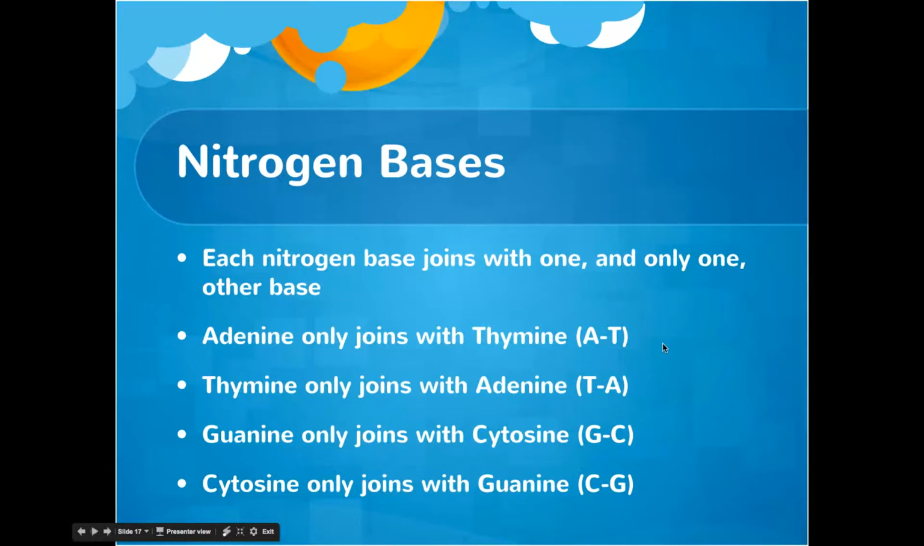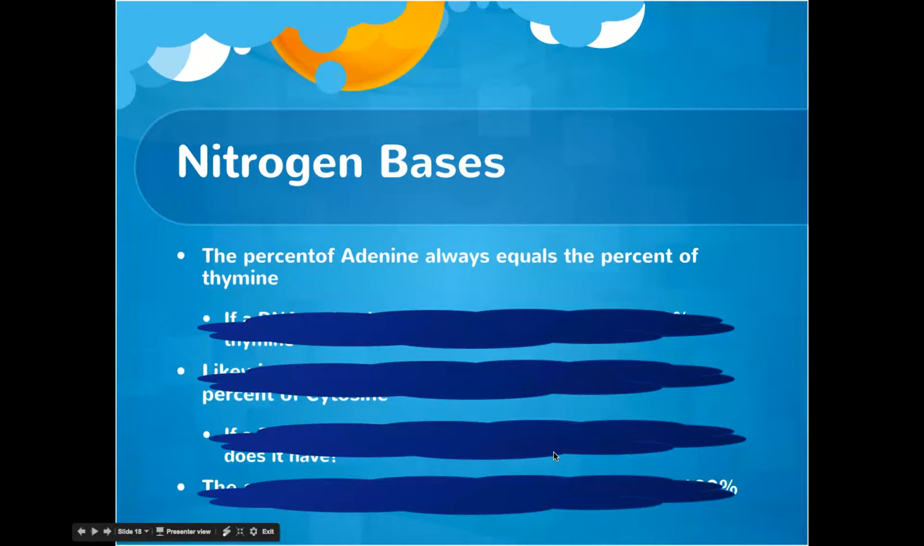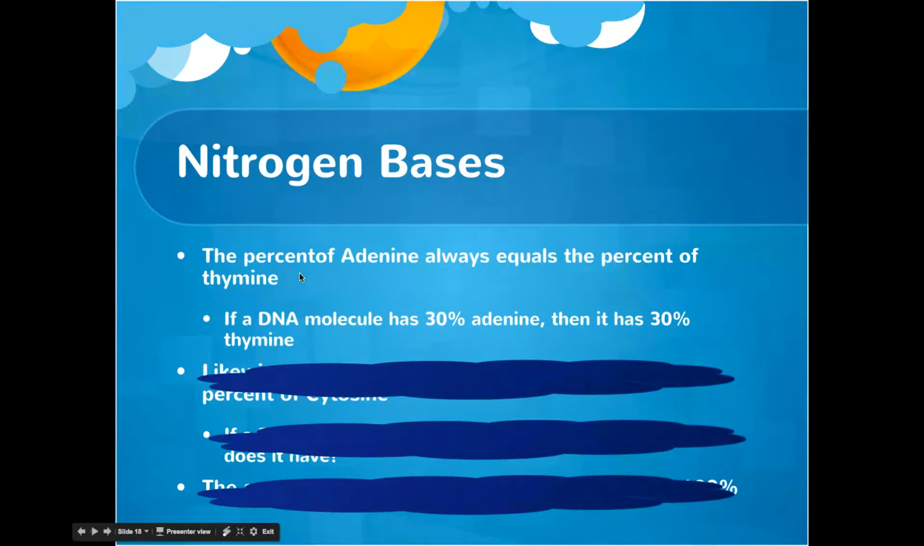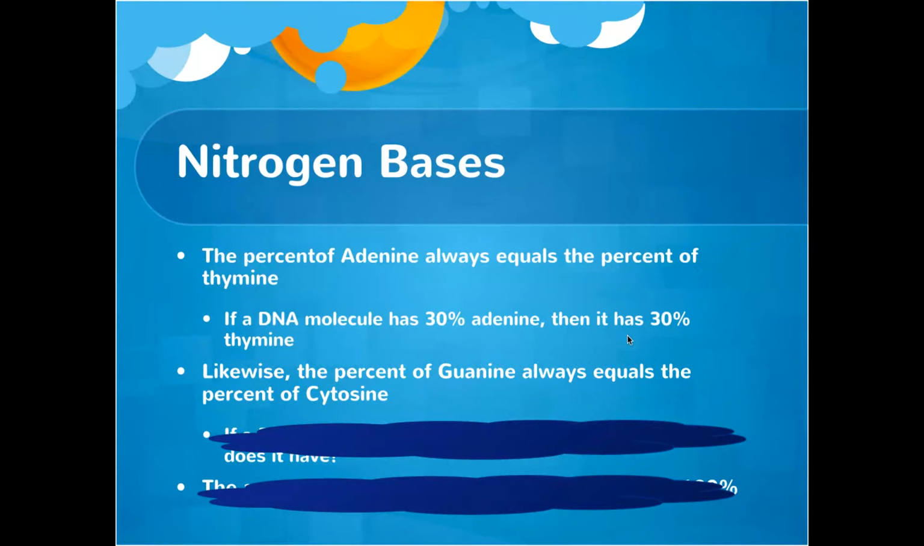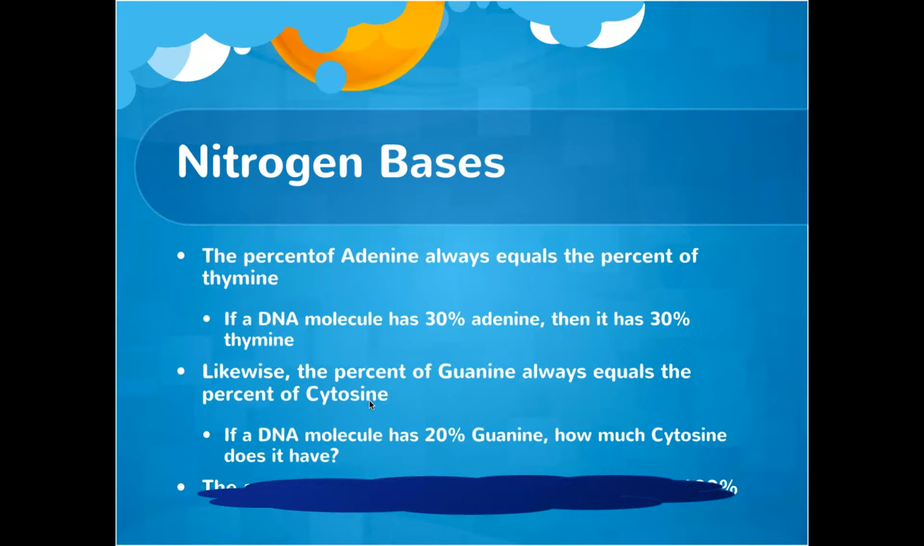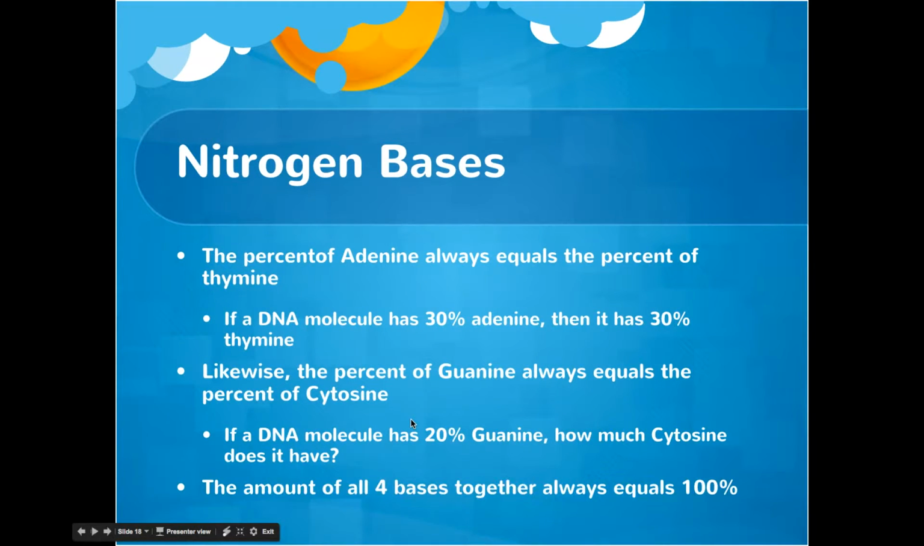And these rules can actually tell you a lot about DNA. They can tell you the percent of bases in every molecule of DNA. So if you know, for example, that a DNA molecule has 30% adenine, you know it has 30% thymine. And likewise, the percent of guanine always equals the percent of cytosine. So if you have a molecule that has 20% guanine, how much cytosine does it have? 20%. They're always going to be the same.